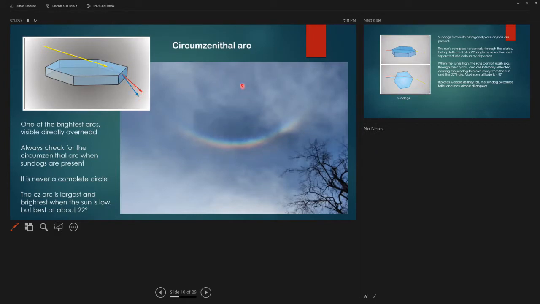And so the ice crystals that are causing this one are located in this place, but the sunlight is coming in from this direction. You can see the brightening of the sun, and then it's refracting down toward you to give you these colors. It's actually one of the brightest of the arcs, especially when the sun's low, and climbing up to about 22 degrees. Beyond that, it gets fainter and fainter until it disappears.